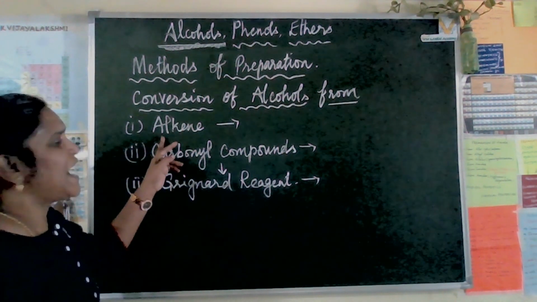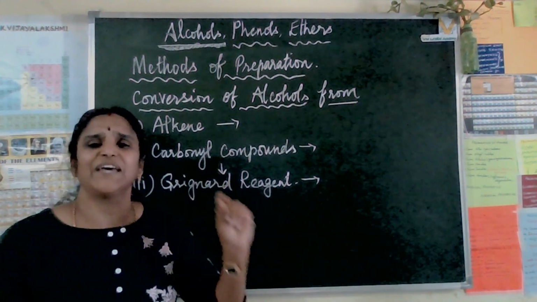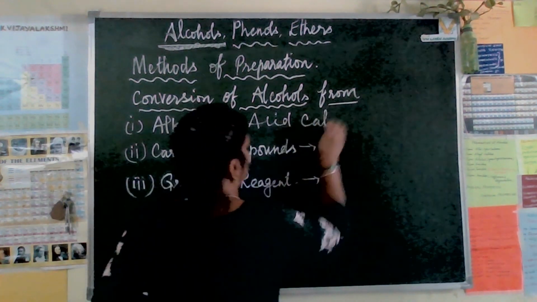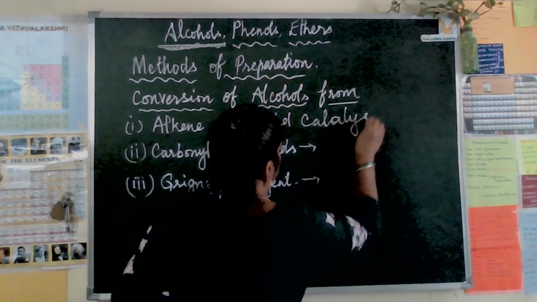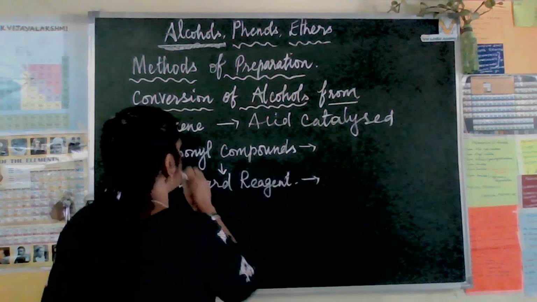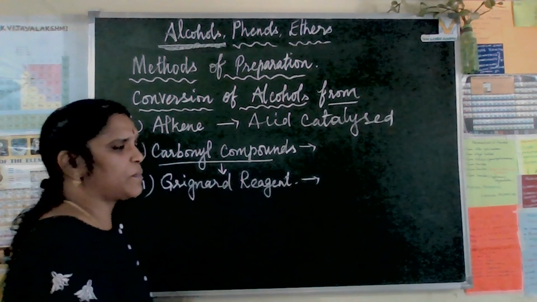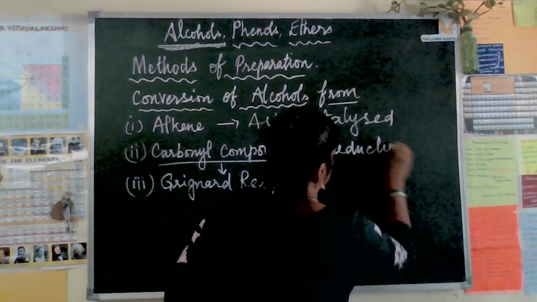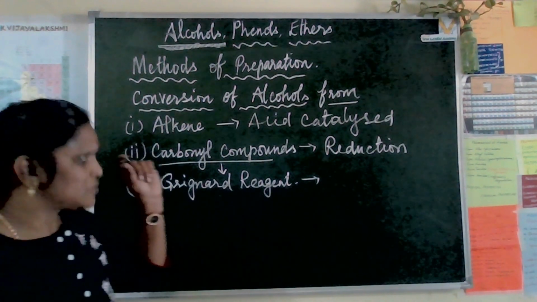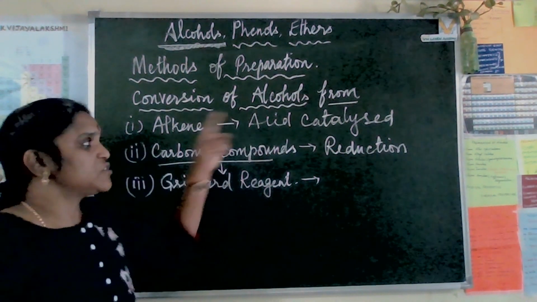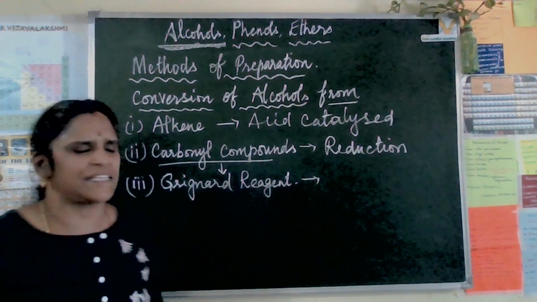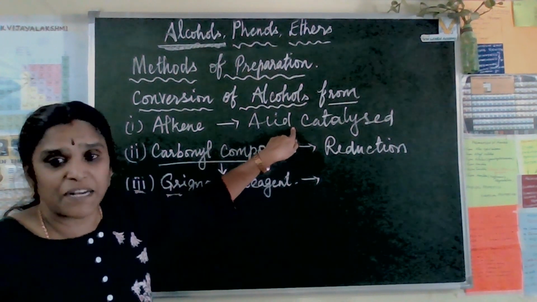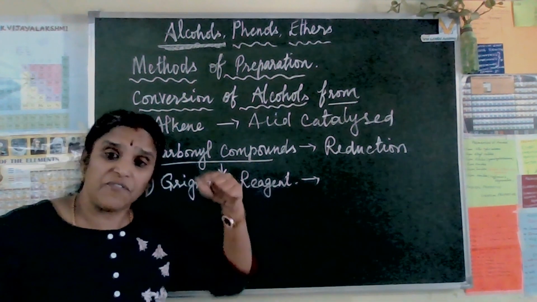Let us go for the alkene converted into alcohol. I'll give the hint: here we are using acid catalyzed. Now here, the reduction process, conversion of carbonyl compounds into alcohol, is a reduction process. So when you are talking about how to convert, you should remember the key points, so it will be easy. Reduction means what materials we are using. Acid catalyzed means what materials we are using to convert. So in such a way you remember.